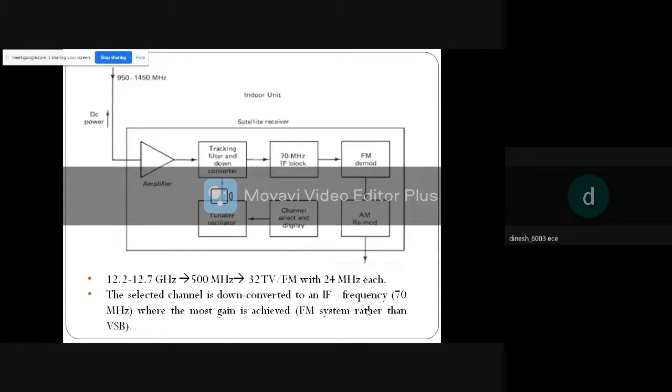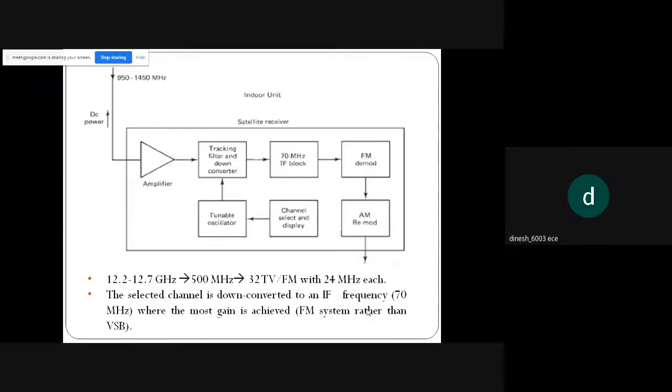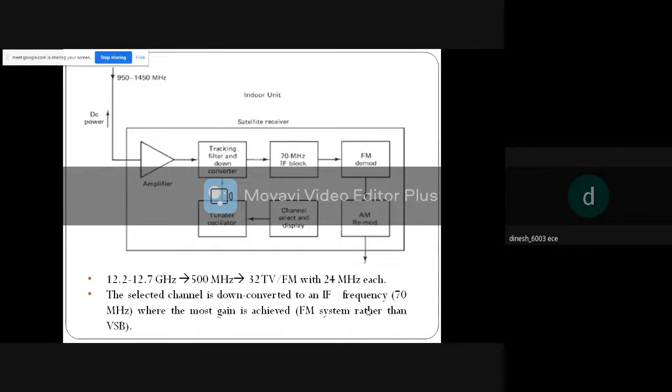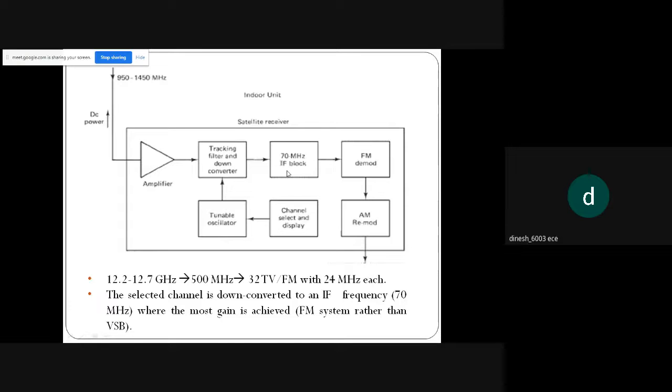The signal obtained at the outdoor unit is 12.2 to 12.7 gigahertz, having 500 megahertz, 32 television channels with 24 megahertz each. They are down converted to an intermediate frequency of 70 megahertz, where most of the gain is obtained. Then it is fed to an amplifier. Then the 70 megahertz intermediate frequency block, FM demodulation, AM demodulation, to the receiver. So this is the indoor unit.